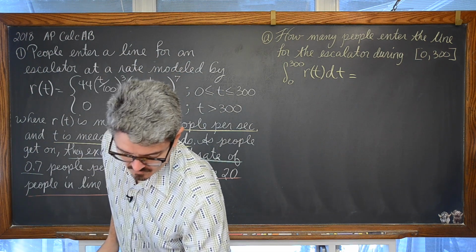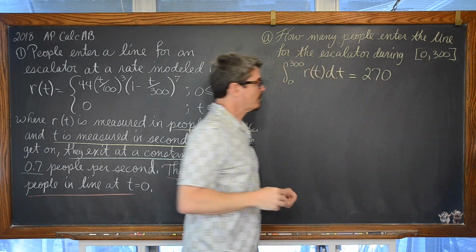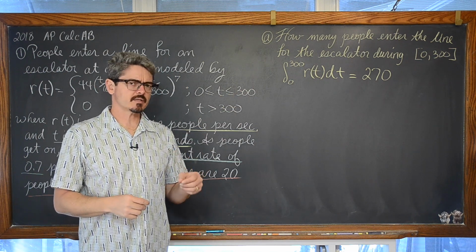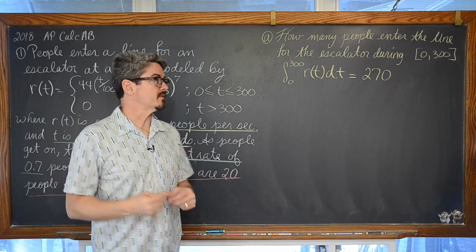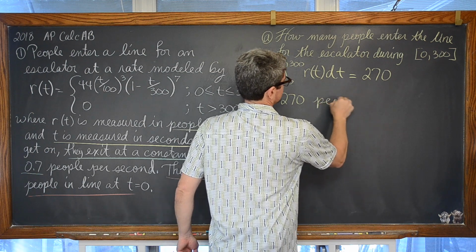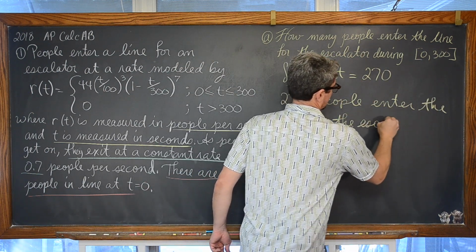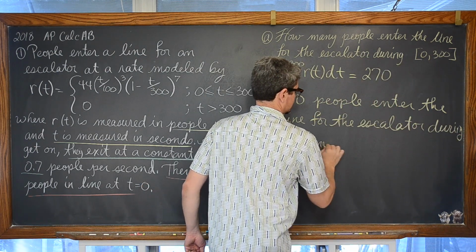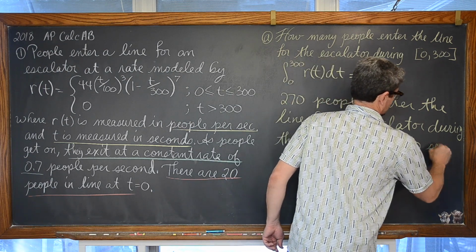And it is going to come out to, when you do that with your calculator, 270. And then you're going to want to interpret this number in context of this problem with the proper units of measure if you want all of these possible points. So 270 people enter the line for the escalator during the time of 0 to 300 seconds.